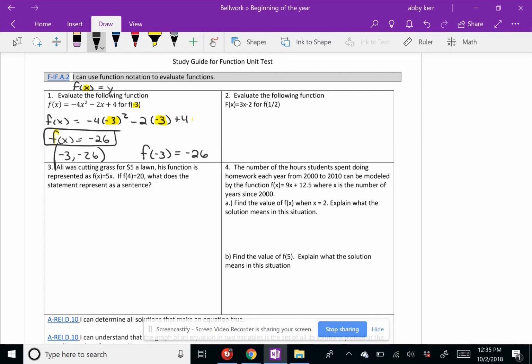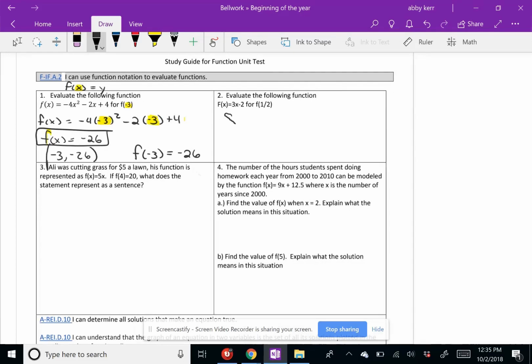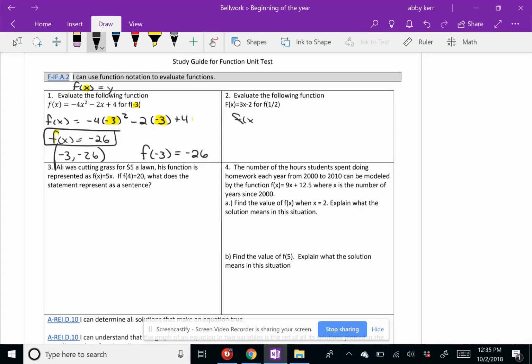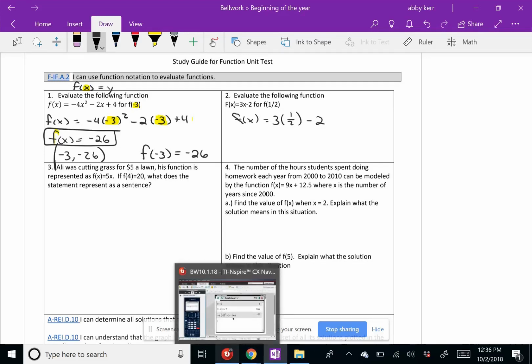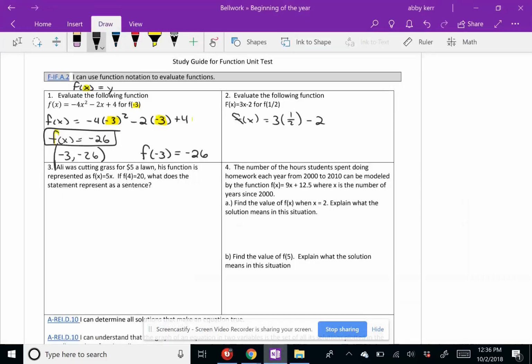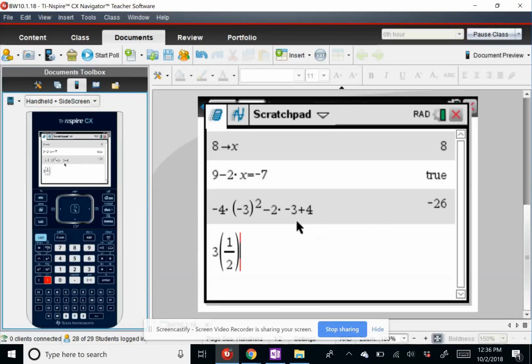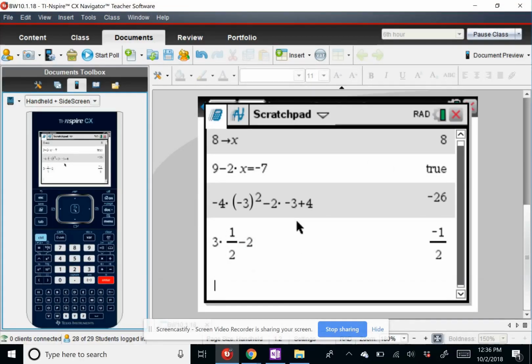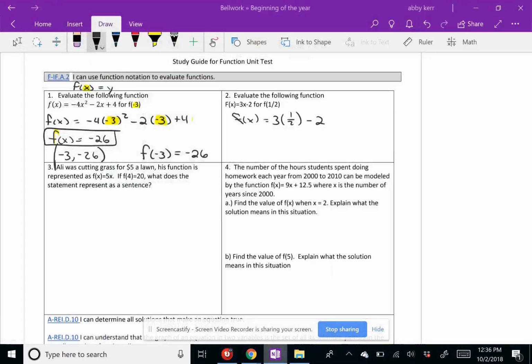For number 2, you do the exact same thing. You have f of x equals 3, but instead of x, you're going to write a half minus 2. Put in the calculator, 3 parentheses, control divide 1/2. You have to move the right arrow to make sure the parentheses there, and then the minus 2. So you're going to get -1/2 as an answer.